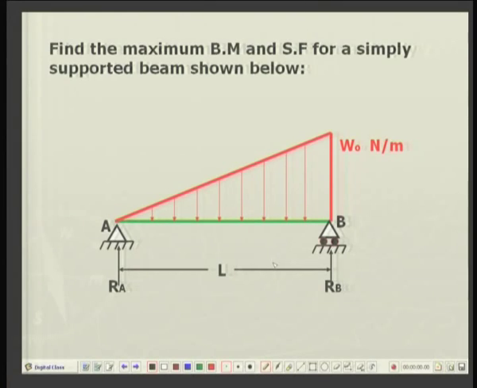Here the loading is a triangular loading, that is, there is a 0 loading at one end and it gradually rises to a maximum loading of W0, which is load per unit length, Newton per meter. So, this is the loading rate. You can imagine that on this beam a triangular wall has been built. As the height of the wall is increasing, load is also increasing. In this way you can visualize this problem.